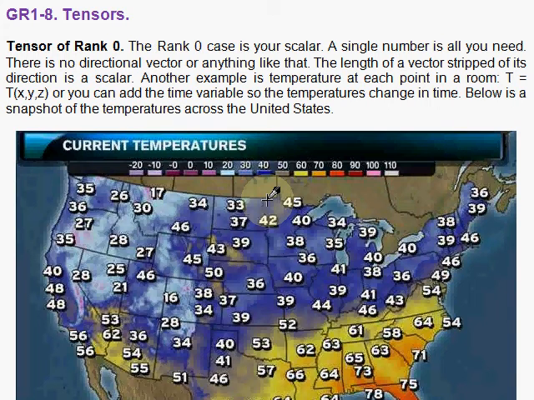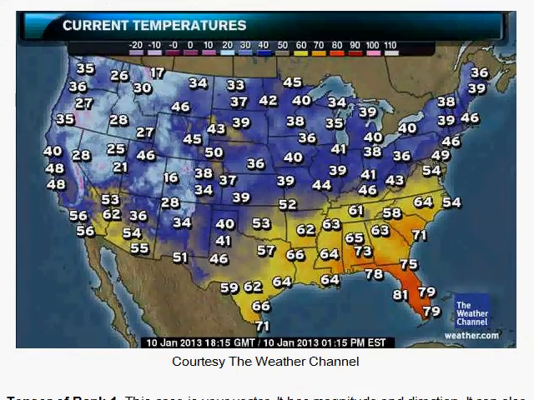Let's talk about tensors in general here. A tensor of rank 0 is simply your scalar. Think of temperature as your basic example. At each point here, we have a temperature, which is simply a magnitude.